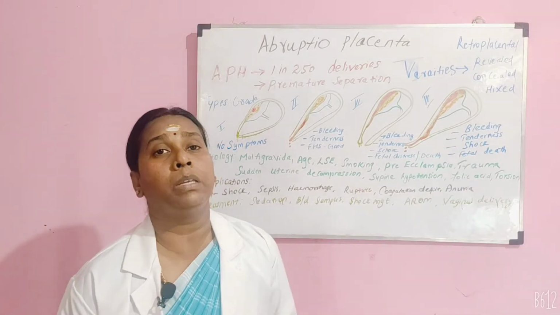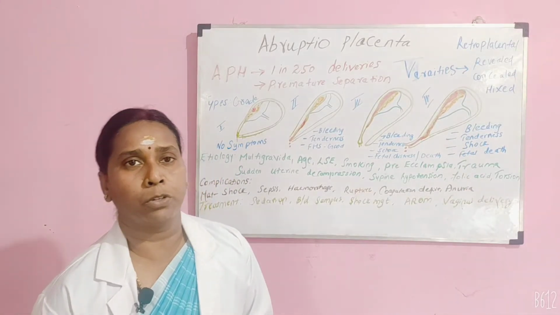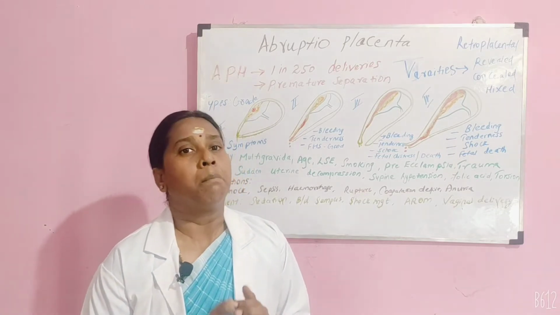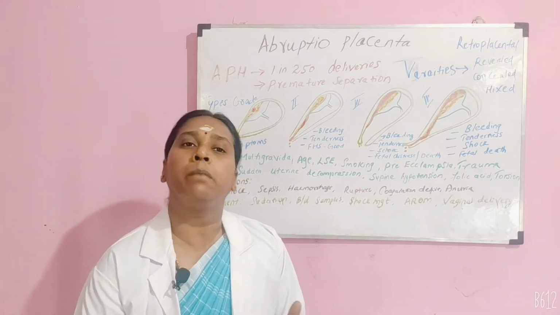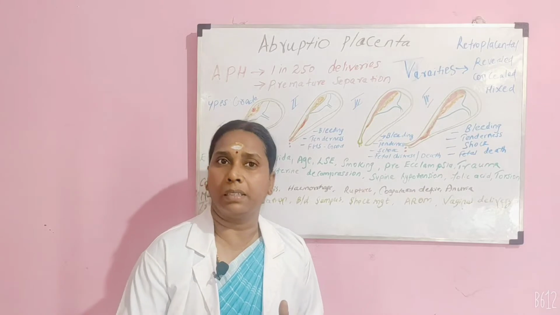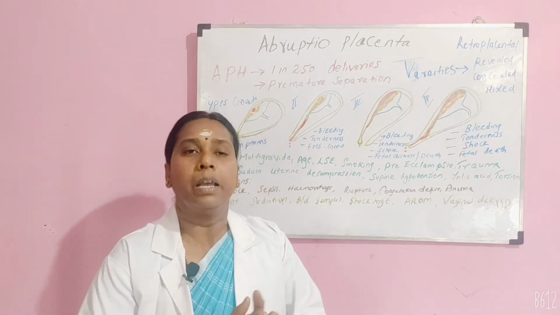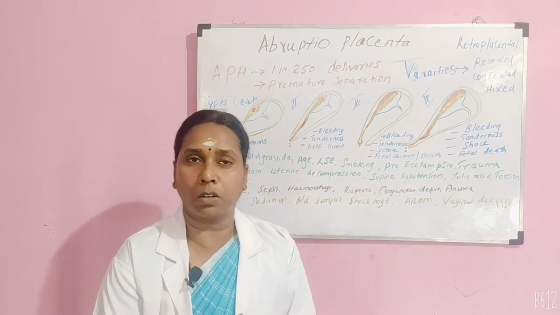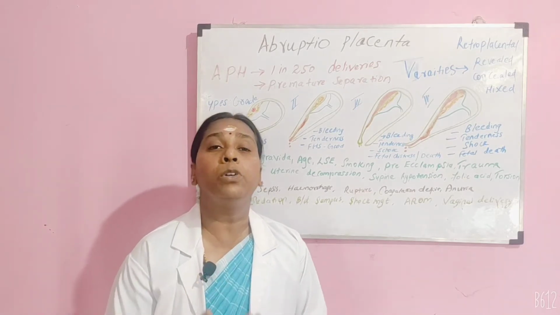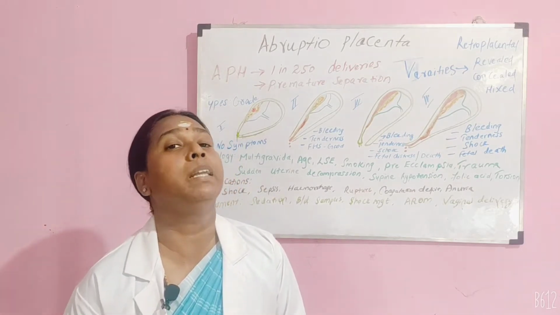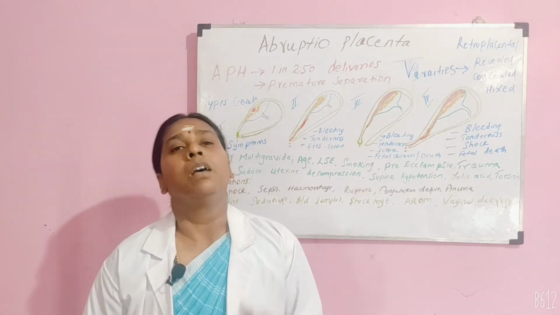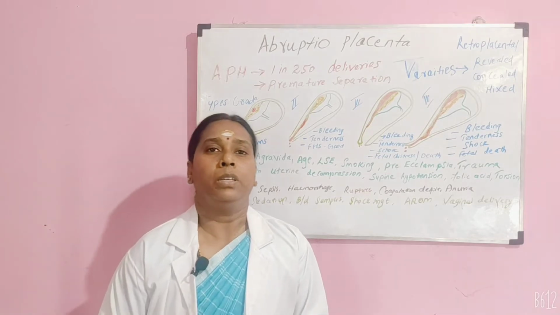Then we have the concealed type of abruptio placenta, in which there is bleeding happening, but the woman is not able to see it with her eyes. It is concealed, getting accumulated behind the placenta as blood clots, and we are unable to find out whether the woman is bleeding or not. So, it happens as an internal hemorrhage, which is more dangerous for the mother.